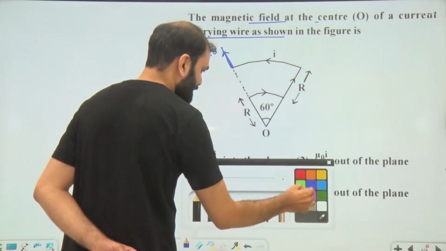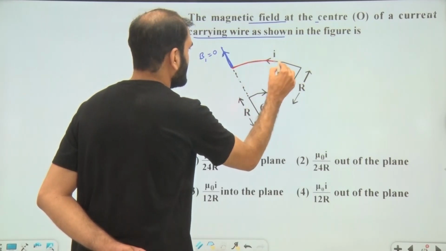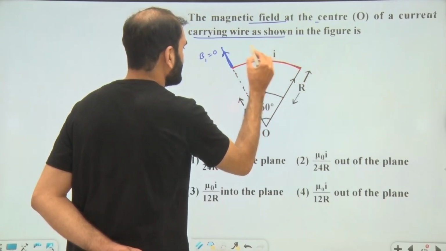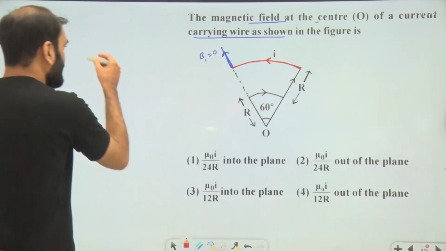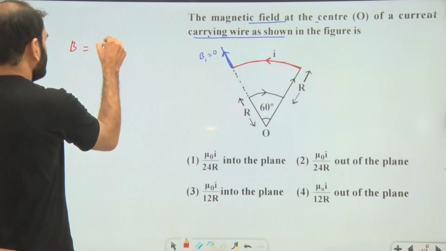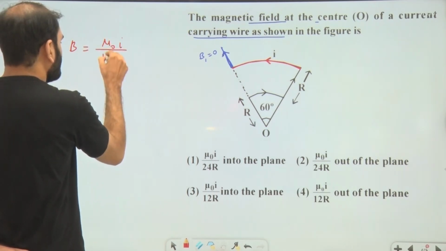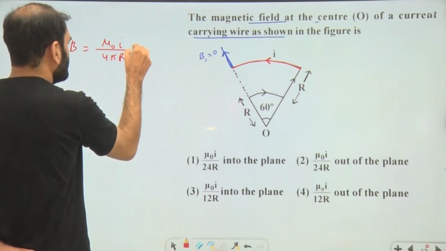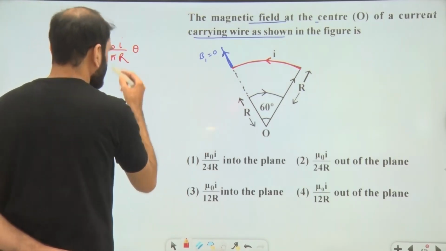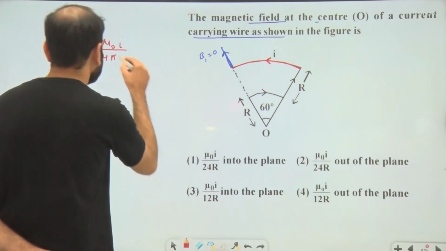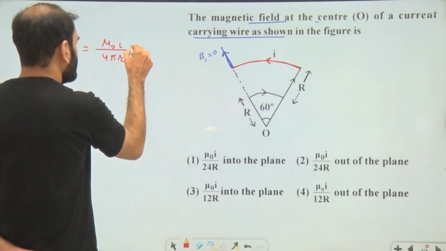Now calculate for the second element. This is the second element which you have. For an arc, the magnetic field is given by the formula mu naught into I upon 4 pi r into theta. Here r is the radius, and that's theta.